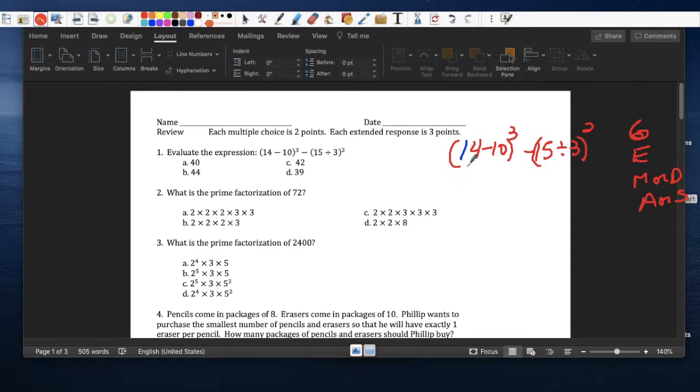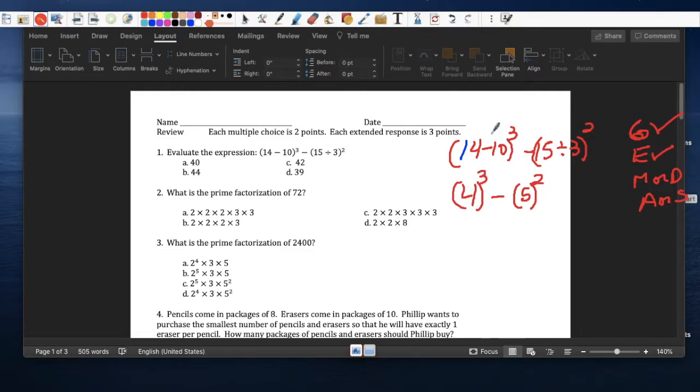So all I'm going to do is 14 minus 10. 14 minus 10 is 4, and then to the third power. I'm not going to do that now. Minus, and over here I have 15 divided by 3, which is 5. I'll leave it inside the parentheses, and then to the second power. So all my grouping is done. Now I check for exponents. Do we have exponents? Yeah, we do.